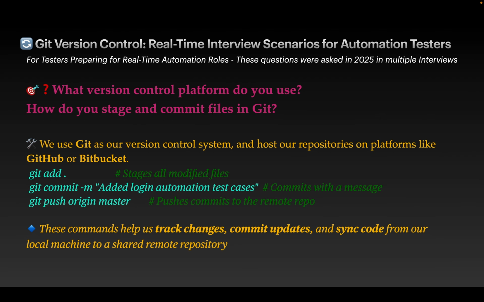These commands: git add . will help you stage all the modified files, git commit along with the commit message is helpful to commit your code to your repository, and git push will help to push the code to your repository. These commands help you track changes, commit your updates, and sync code from your local machine to your remote repository. This is a basic question. So let's see the next question.